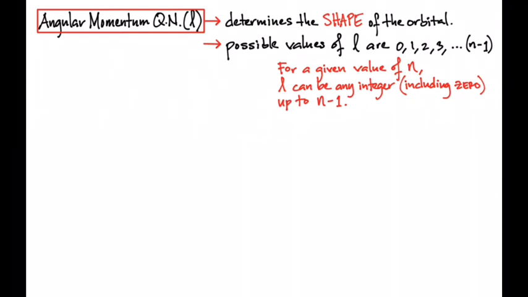So for example, if we have n equals 3, right? Third energy level, n equals 3. The possible values of l are 0 all the way to n minus 1. So 3 minus 1 would be 2. So the possible values of l are 0, 1, and 2. So there are 3 possible values of l for n equals 3.